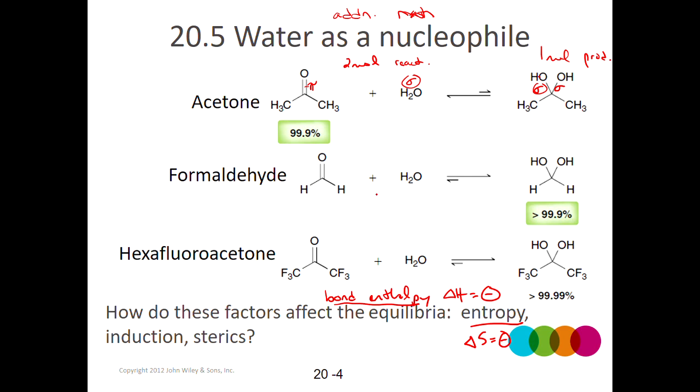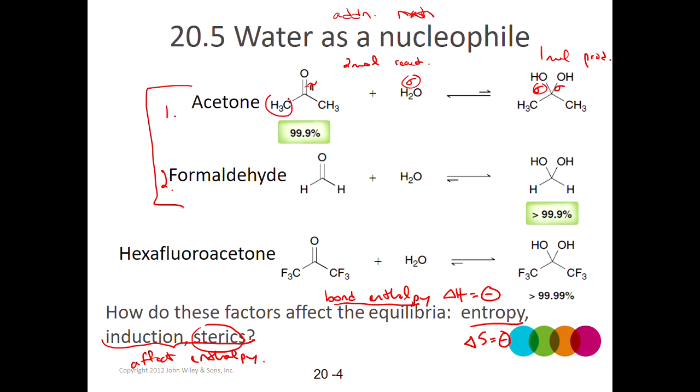So we have a competition here. What's more important, the entropy favoring the reactants or the enthalpy favoring the products? And here are a couple more factors that affect the enthalpy. Let's look at sterics. The main difference between these two reactions is sterics. Not the only difference, but the main difference.